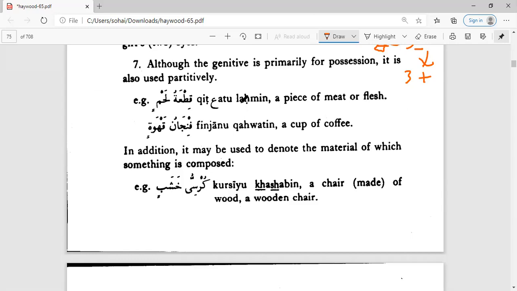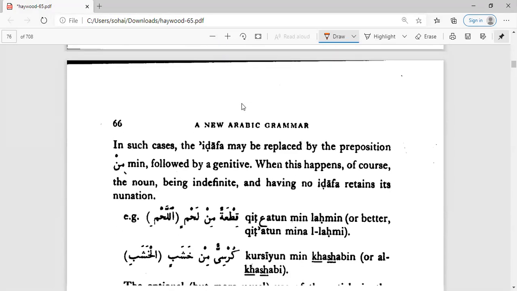So here I just give you some other examples. If you want to say a piece of meat, you could say qit'atu lahmin, a piece of meat. It's not lahmi, because it says a piece of meat, not a piece of the meat. Qit'atu lahmin. Finjanu qahwatin, a cup of coffee. Kursiyu khashabin, a chair of wood. Or another way of saying it is a wooden chair. Right? Just rephrasing.